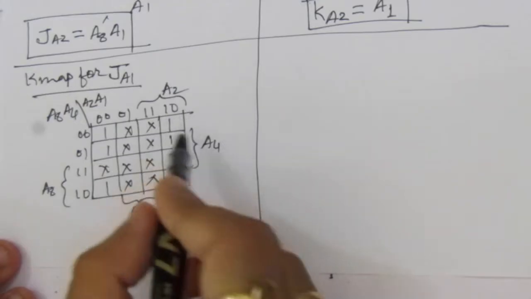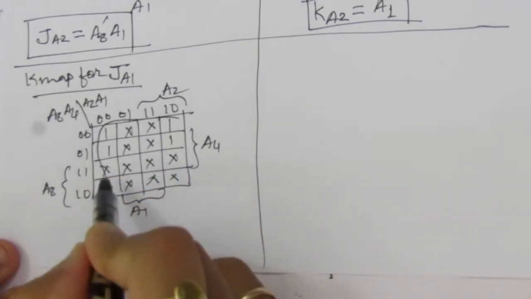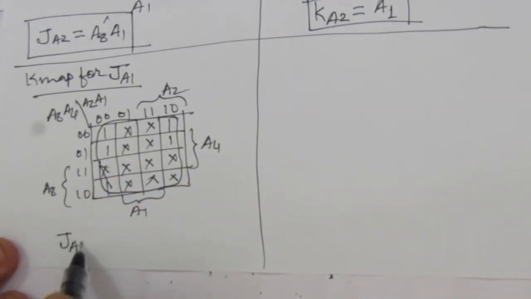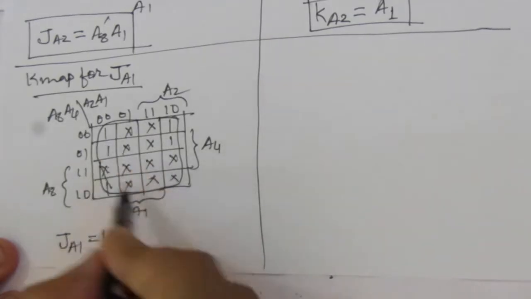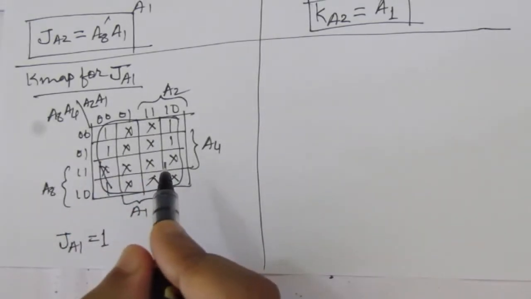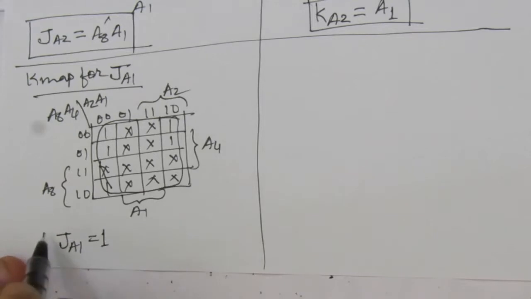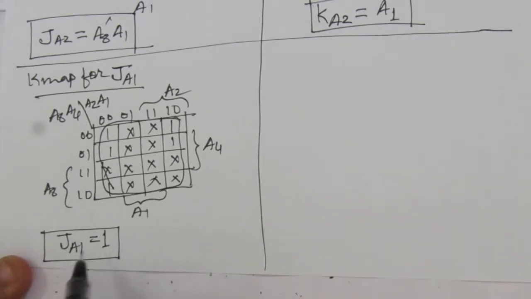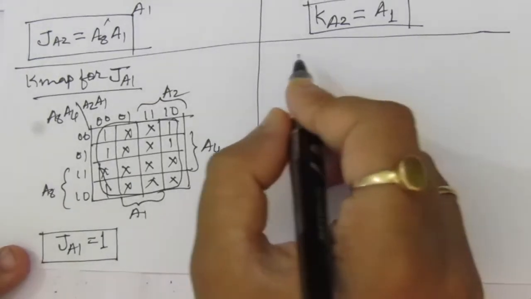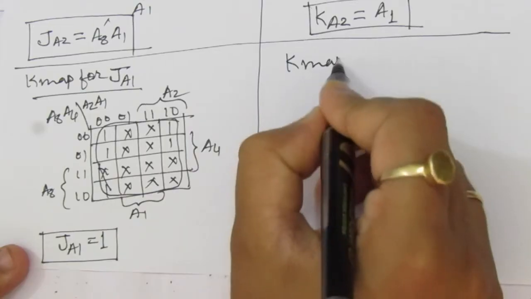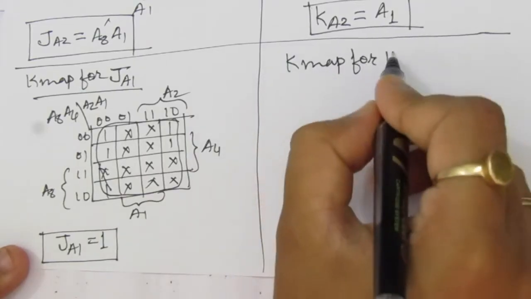Here we do not have any 0, so for the complete table we can take JA1 is equal to 1 because it has covered all the 4 rows and 4 columns. So here we have JA1 is equal to 1. That means we can directly connect the logic 1 value to this JA1 input. And now the K map for KA1.